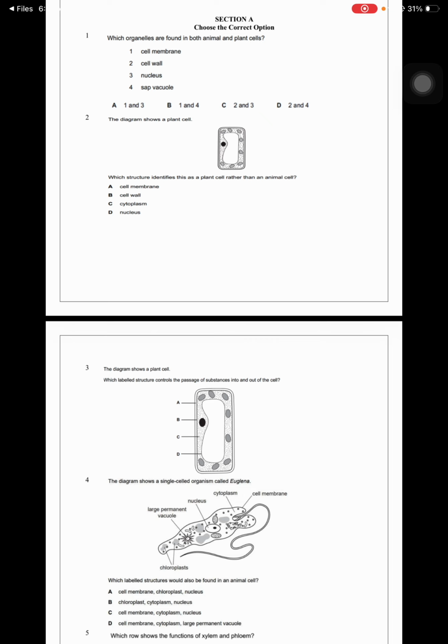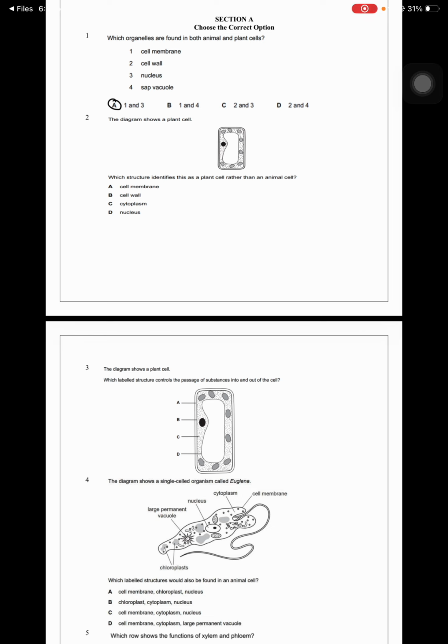Which organelles are found in both animal and plant cells? 1. Cell membrane. 2. Cell wall. 3. Nucleus. 4. Sap vacuole. Both animal and plant cells. It could be 1 and 2 or 1 and 3, which it is 1 and 3 because 1 and 2 is not there. So 1 and 3.